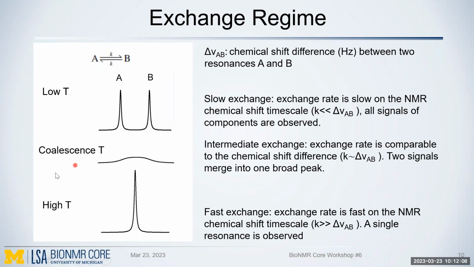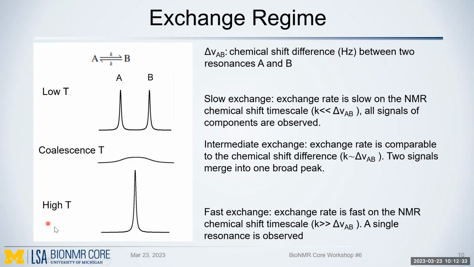And then as we increase temperature, we can reach a coalescence temperature. At this temperature, these two peaks merge into one broad peak, and we call this intermediate exchange. Under intermediate exchange, the exchange rate is comparable to the chemical shift difference between these two states. So two signals merge into one broad peak.